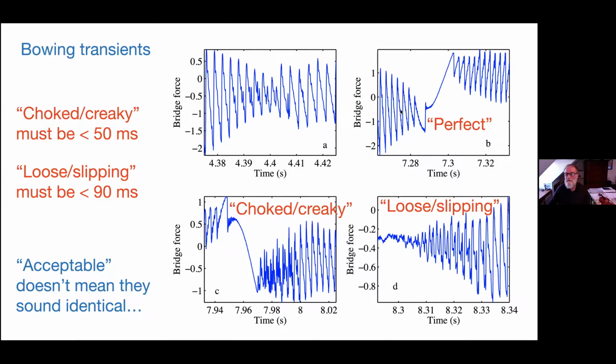All the others involve a bow change and the string starting from cold and the player somehow wanting to get Helmholtz motion going. And there are three things that might happen. You might get it spot on. This is a perfect transient. This gets into the sawtooth regular pattern straight away, right from the first cycle.